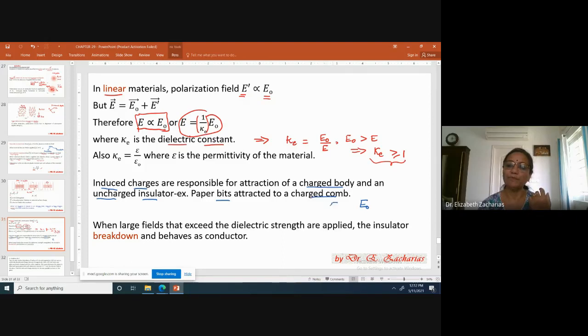And what is going to happen to the bits of paper? Paper is a dielectric. If the field is in this direction, the bits of paper will behave in such a way that the positive induced charge will be on this side and the negative induced charge on the other surface. Positive here and negative here. Now, which side is closer to the comb? If the comb is positively charged, then the electric field is going to be in this direction. So which side is closer to the comb? Is it the positive or the negative side?